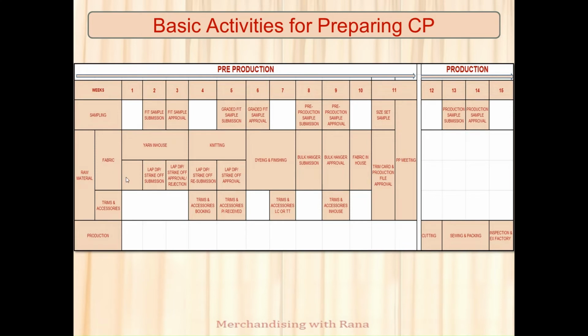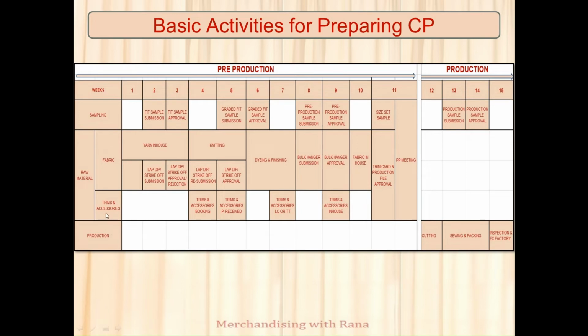Come to fabric. For fabric, first is the yarn process, yarn in-house, which takes around 2 to 3 weeks, but I have taken 3 weeks. Then knitting 2 weeks, and dyeing and finishing 2 weeks. After that, you need to submit the bulk hanger. Once it is approved, the fabric can be in-housed.